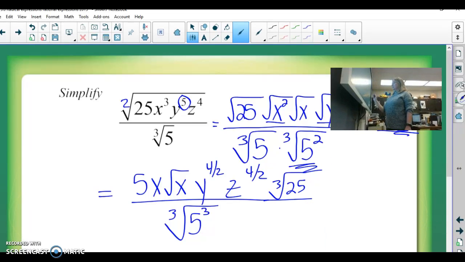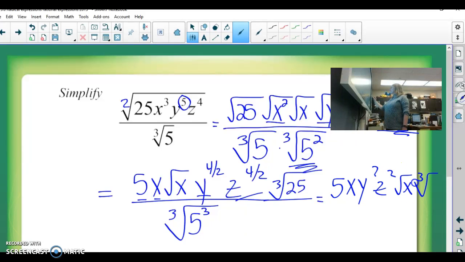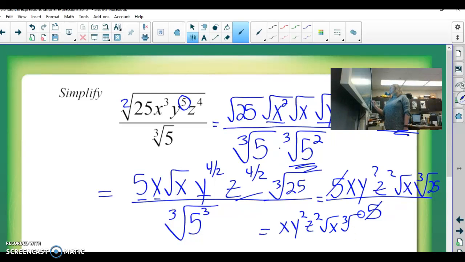And then simplifying further, I'm going to put all the stuff that is in a radical at the end, and everything else at the beginning. So I have this 5 and this x, and this y squared, z squared, and then I have the square root of x and the cube root of 25, all divided by 5. And looking at this, I can still simplify by eliminating the 5. So you end up with x, y squared, z squared, times the square root of x, times the cube root of 25. All right, and that's that.